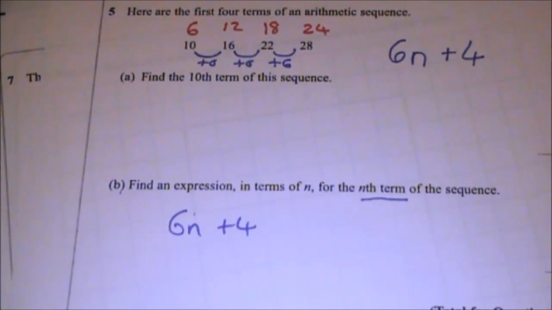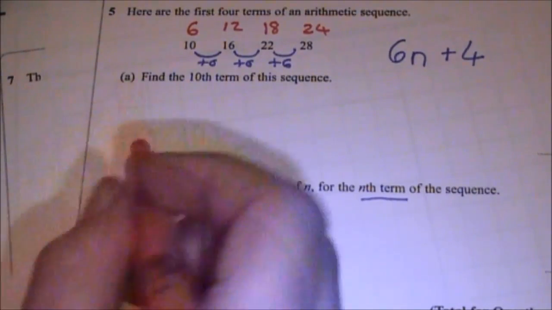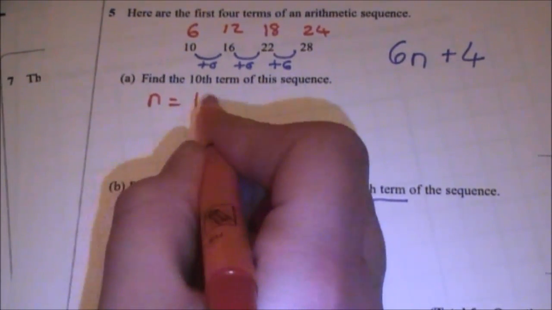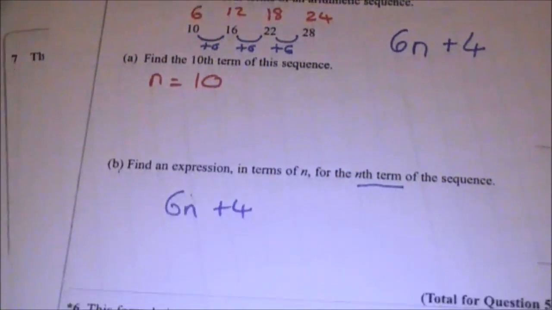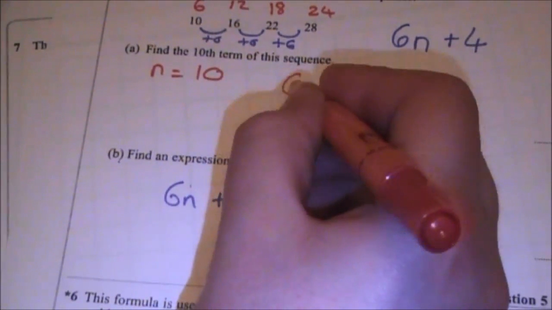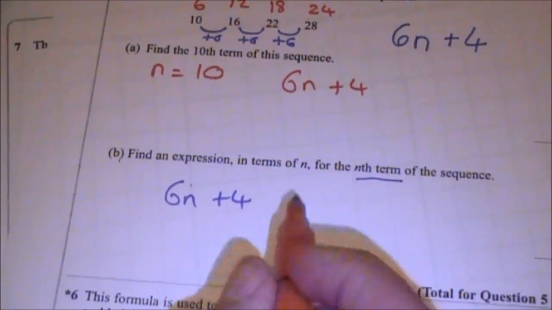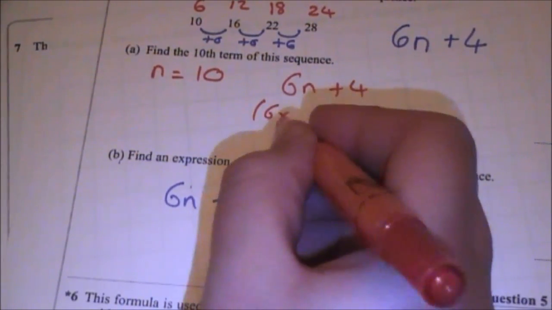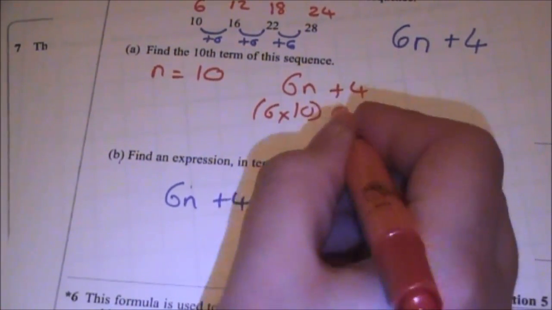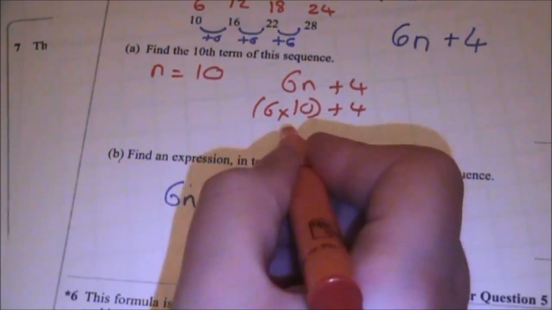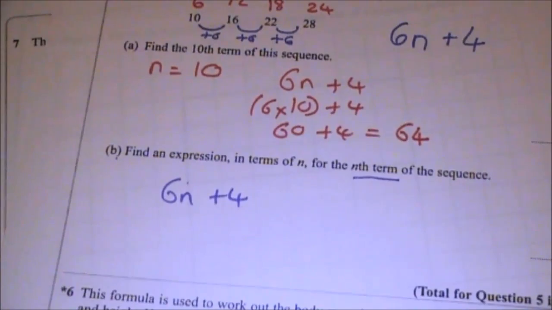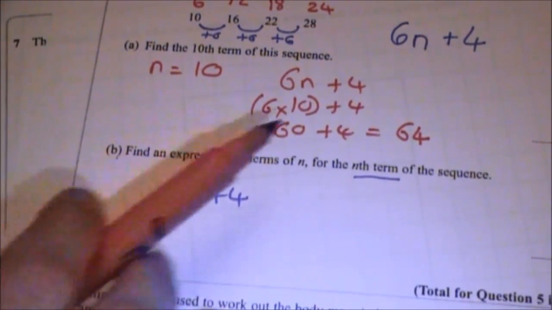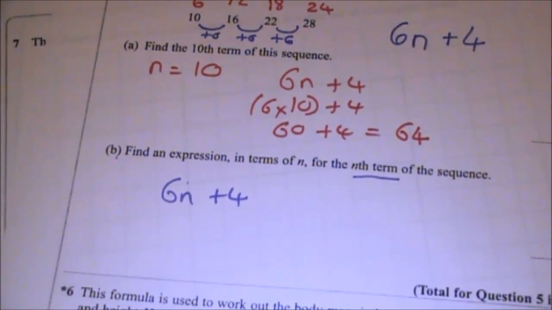Now I'm going to use that to work out the 10th term. The fact that it's the 10th term means I'm looking for the number 10, so I'm looking for the 10th position. So then I just substitute that in. 6n plus 4 means 6 times 10 plus 4. 6 times 10 is 60. Add 4 equals 64. So the 10th term is 64 and my nth term is 6n plus 4.